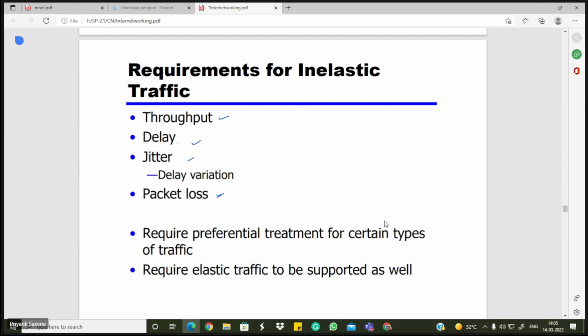And in order to do that, it requires that elastic traffic should also be supported, because elastic traffic can meet the requirement, but it should not be that inelastic is always given the preference and elastic will never get a chance, right? So a balance is required.